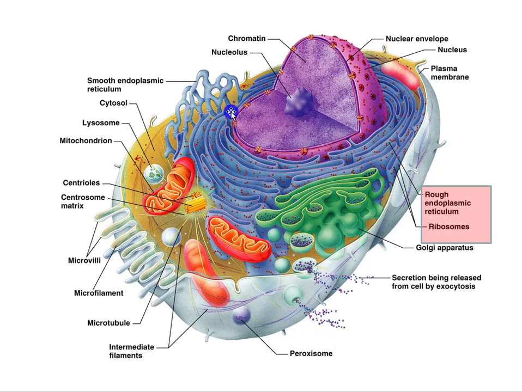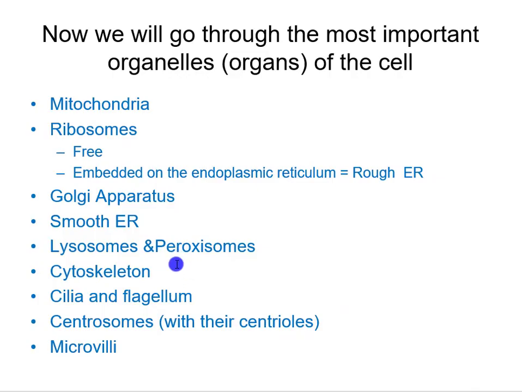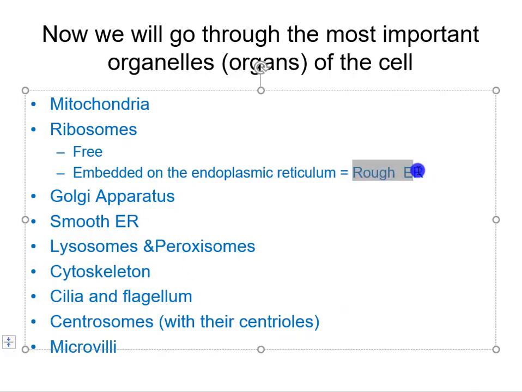It's bare. So again, this entire blue thing around here is the endoplasmic reticulum, and part of it has ribosomes studded on top of it, and the other part does not. The part with ribosomes is called the rough endoplasmic reticulum. The part without ribosomes is called the smooth endoplasmic reticulum. If you go back to the list, you'll see that rough ER is listed here, and smooth ER we talk about separately because they have different functions.